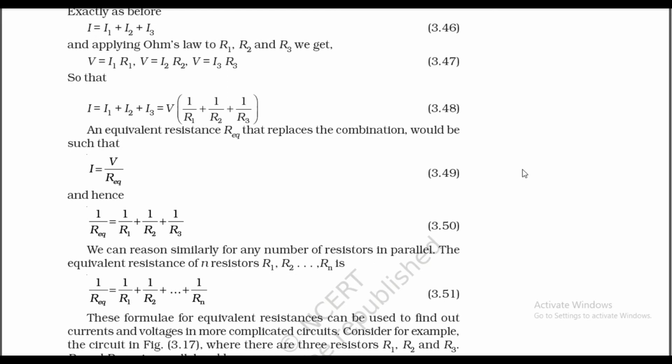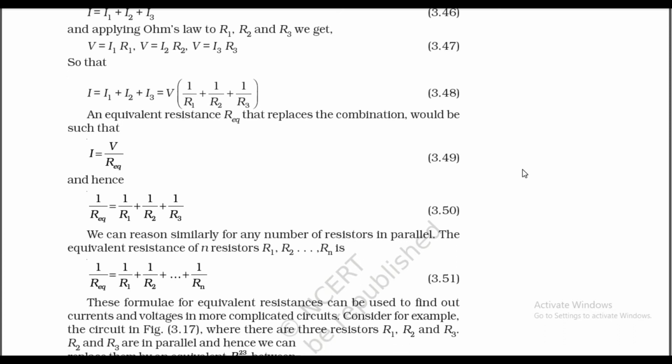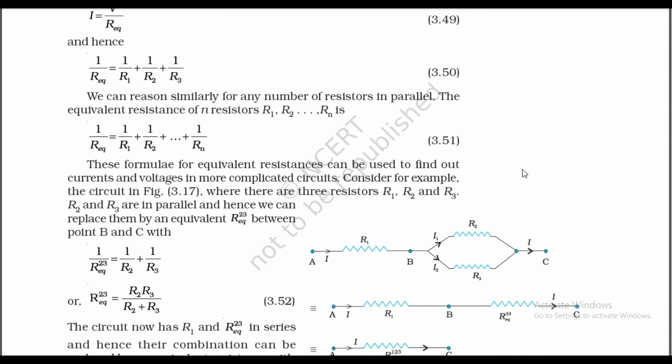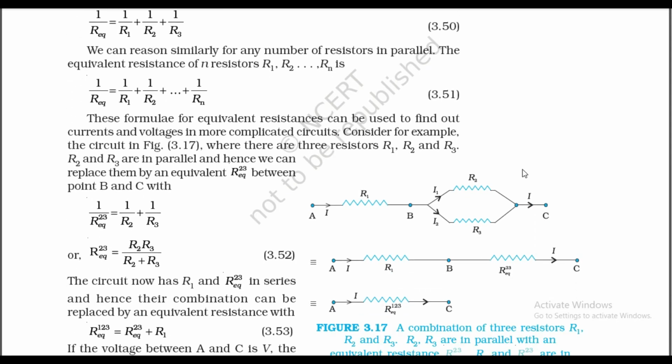We can reason similarly for any number of resistors in parallel. The equivalent resistance of n resistors R1, R2, so on, Rn is given by 1 by Req is equal to 1 by R1 plus 1 by R2, so on, 1 by Rn. This formula of equivalent resistance can be used to find out currents and voltages in more complicated circuits.